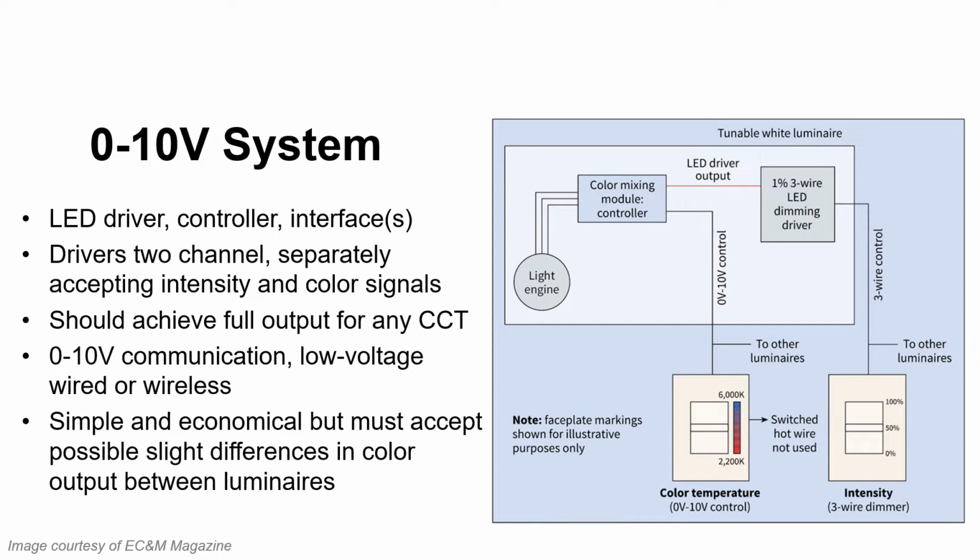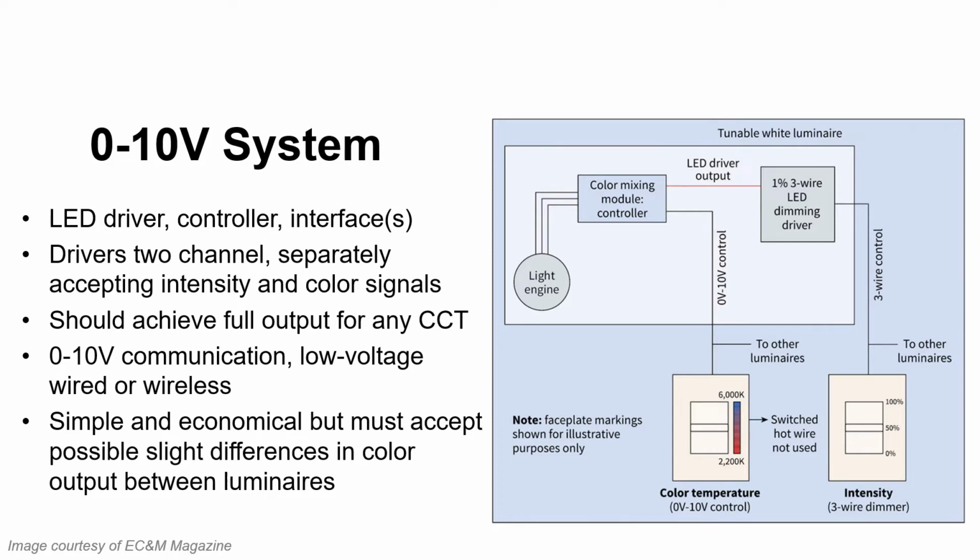The simplest approach to tunable white lighting is a locally implemented solution with a manual control implemented using a familiar and relatively low-cost dimming method. In this system, an LED driver operates with a color controller and 2 inputs, one for intensity or light level, and the other for color. The components communicate using 0-10 volt signals that are transmitted either using low voltage control wiring or wirelessly. The controller ensures that CCT can be adjusted while maintaining light level.